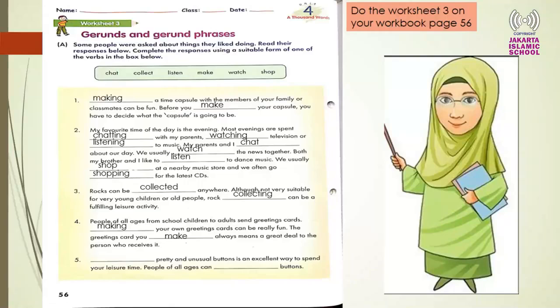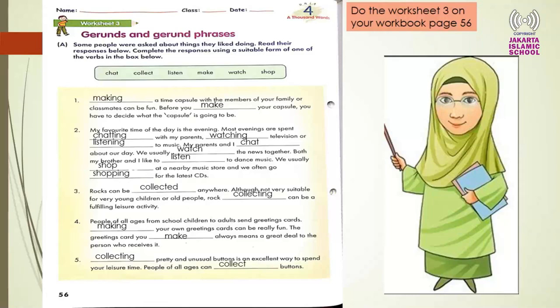Next number: blank pretty and unusual buttons is an excellent way to spend your leisure time, and people of all ages can blank buttons. The answer is a gerund. That is, collecting pretty and unusual buttons is an excellent way to spend your leisure time. People of all ages can collect buttons.